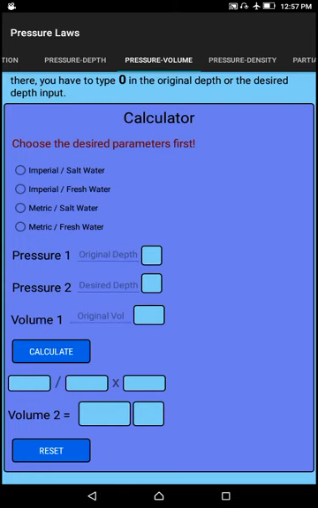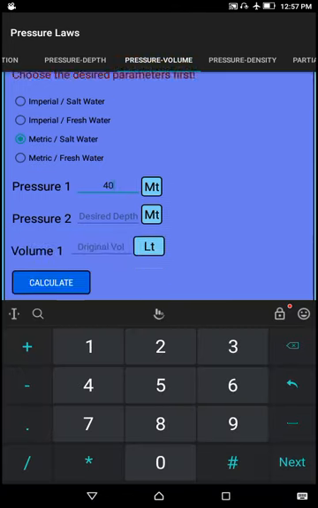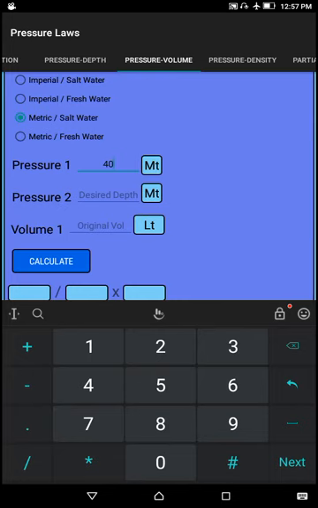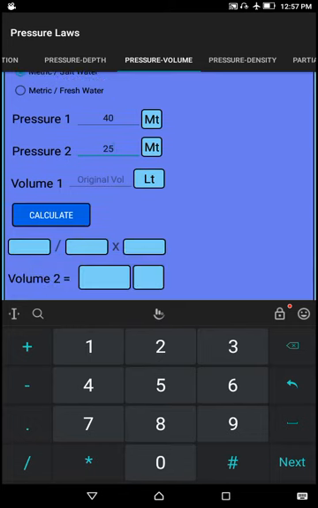So now I know that I'm in salt water. I know that I'm using the metric system. So metric salt water. Then the pressure one, it will be the original depth, where the original volume is, it will be at 40 meter depth. So I type 40 meters. Pressure 2 will be the desired depth, to which depth I want to take this amount of air, the second one, it will be 25. Then the original volume of the air will be 20 liters.